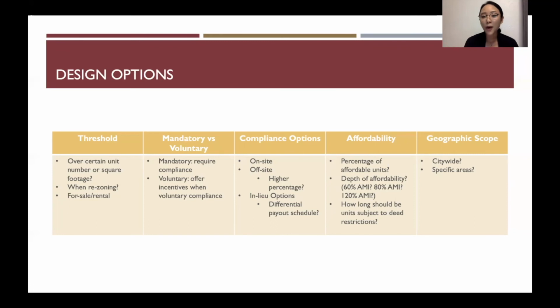Next, there's the set aside percentage, also depth of affordability. Is it going to be 10% affordable, 13, 15, 18? And should it be designated for 60% of AMI, 80% of AMI? A lot of programs actually have the moderately priced dwelling unit-ish middle income housing model as well. So in those programs, maybe it's up to 120% of AMI. And then there's the length of affordability: how long should units be subject to deed restrictions?